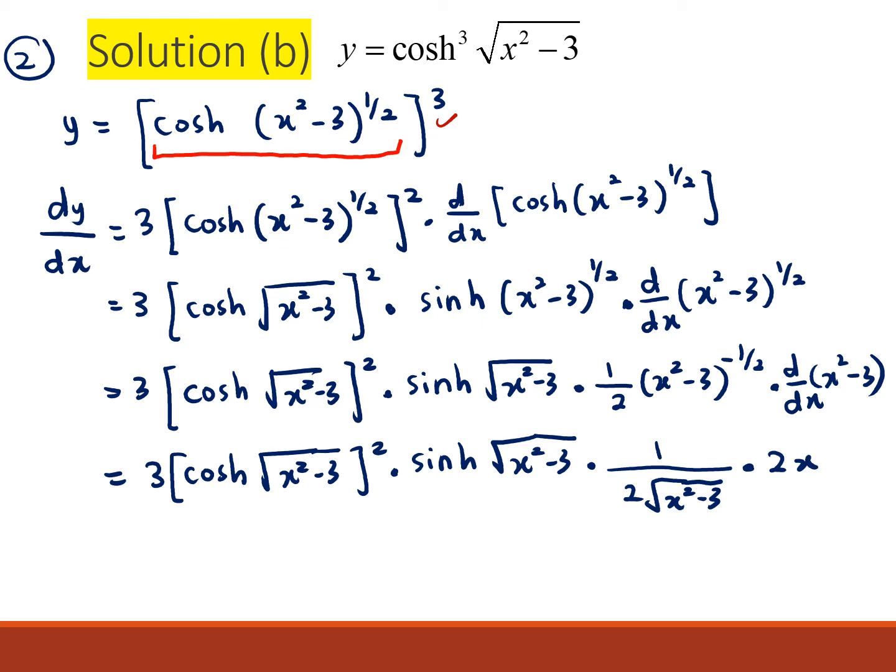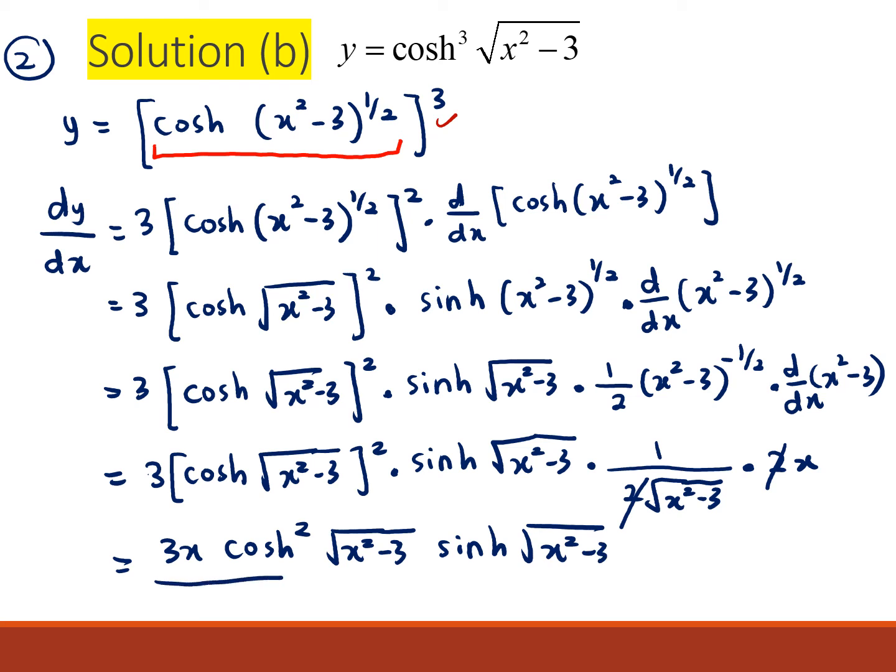So we can simplify this. This will be times 2, and what we left is 3 times x cos hyperbolic, so this can be written as cos hyperbolic square of x squared minus 3 sine hyperbolic x squared minus 3 over square root of x squared minus 3. So this is the final answer of the derivative of question B.